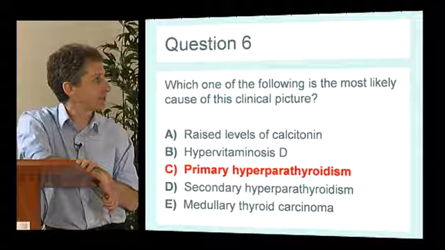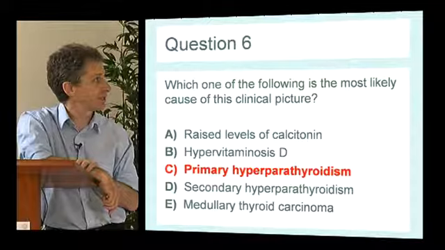What about medullary thyroid carcinoma? Well, we've said it can produce calcitonin, which really doesn't affect calcium levels, although you might think it might. And if it had any effect, it would lower calcium levels. So that's why we've ended up with primary hyperparathyroidism.